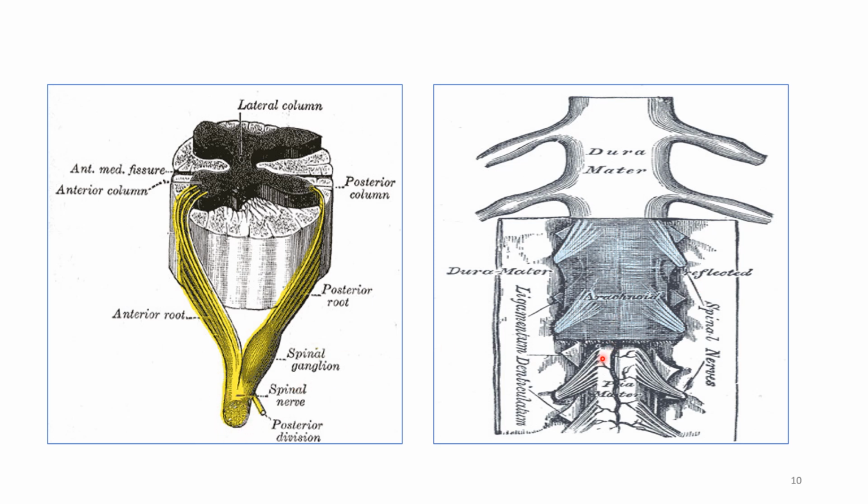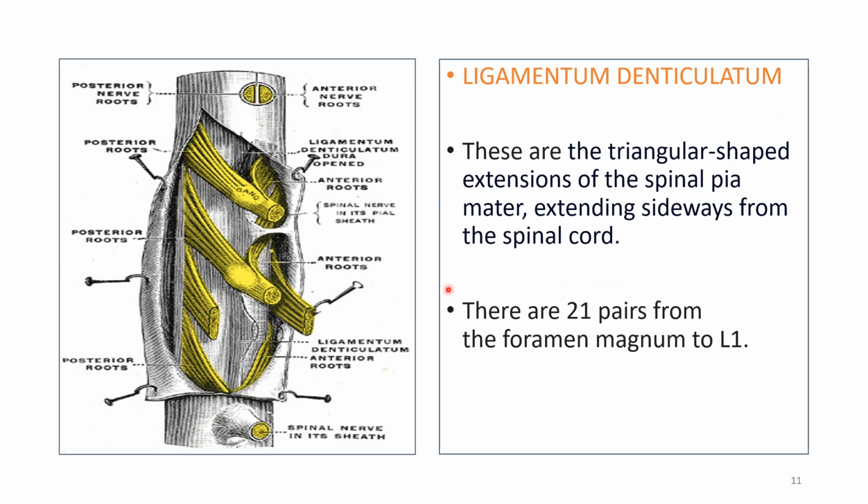This is covered by the ligamentum denticulatum. If you remove the ligamentum denticulatum, you can see the spinal nerves clearly. The ligamentum denticulatum is a triangular shaped extension of the spinal pia mater. It extends sideways from the spinal cord. In total there are 21 pairs of extensions from the foramen magnum to L1. If you remove it, you can see the spinal nerve and its roots.